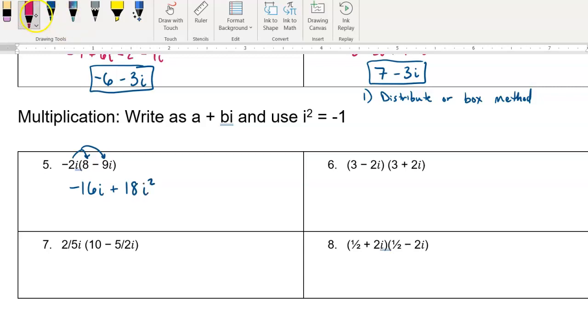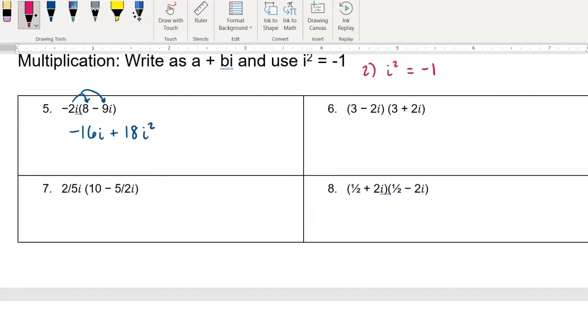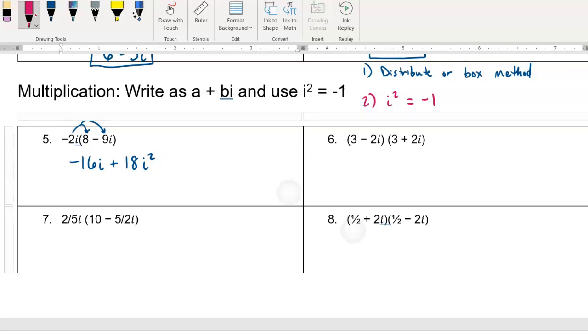But remember, I squared is equal to negative 1. Remember what we had up in our box up above. So I squared is negative 1. So that means what we have here is negative 1. So let's simplify this further.